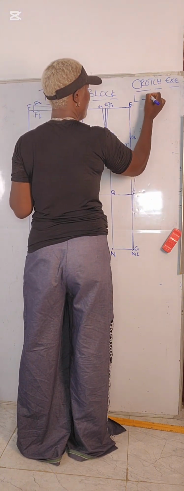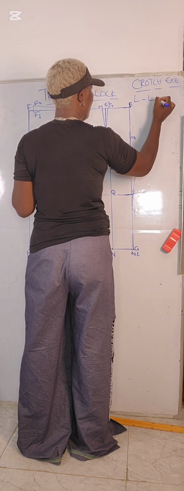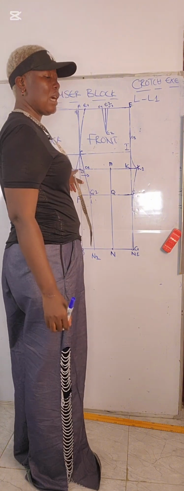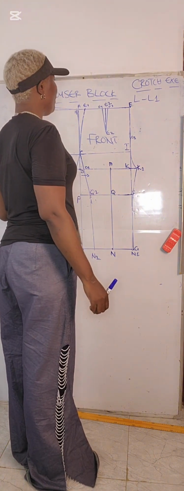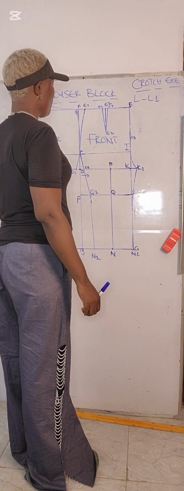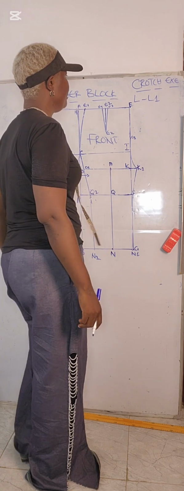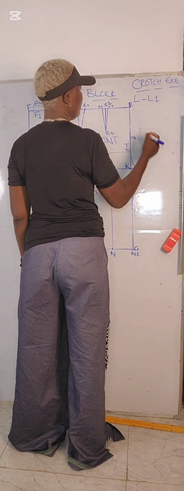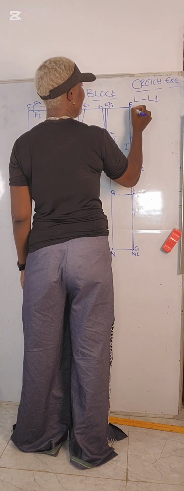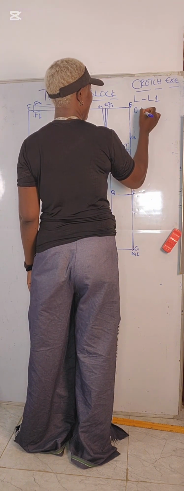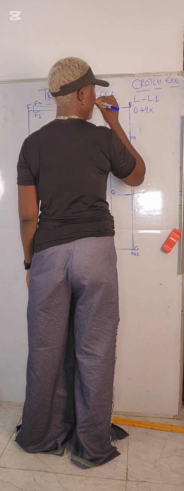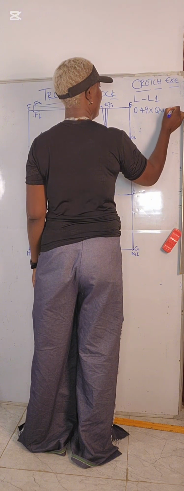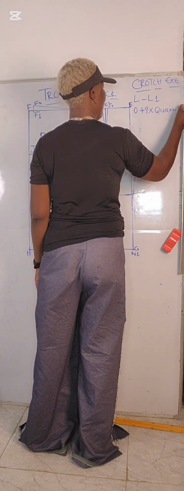L to L1. So if I say crotch extension, don't forget that our D is our crotch. L to L1. L to L1 is what? 0.49 times our quarter hip measurement.